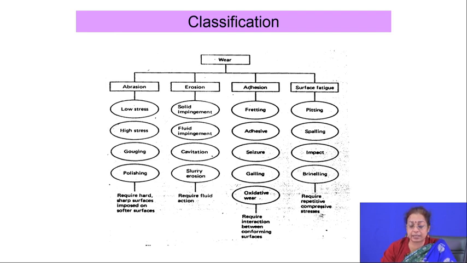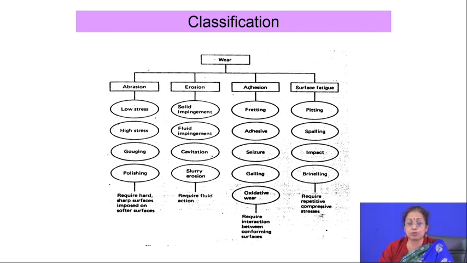In seizing there is actually joint formation between the two surfaces. In galling wear again the flow of the surface is observed, there is material flow, and as a result there is damage of the component. And in oxidative wear there is presence of oxides on the surface, and if you are interested to know the kind of oxide that is forming and how it is present on the surface, you have to go for typical X-ray diffraction analysis.